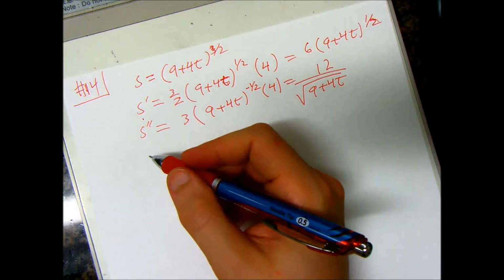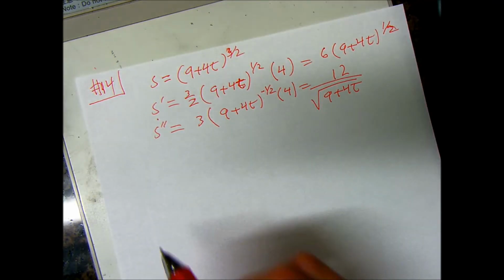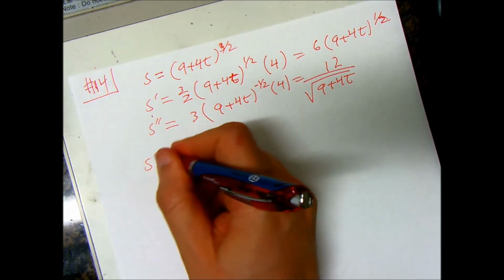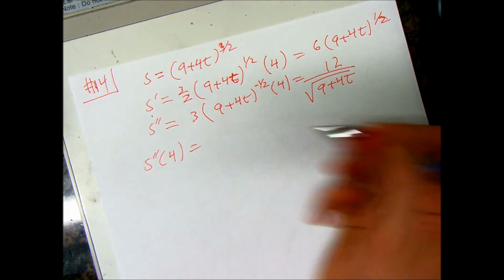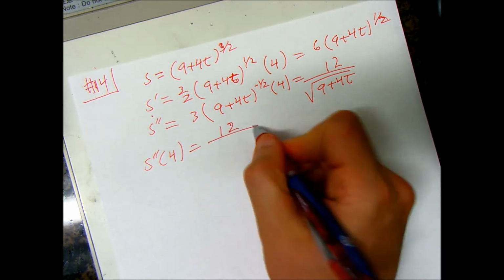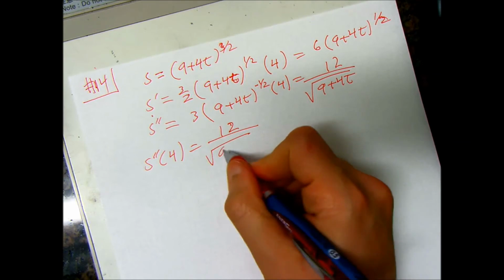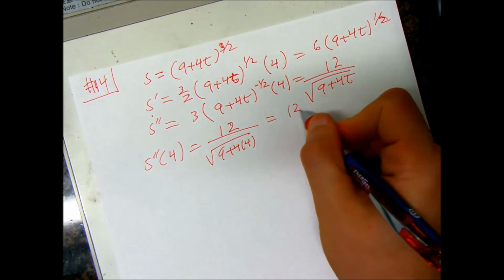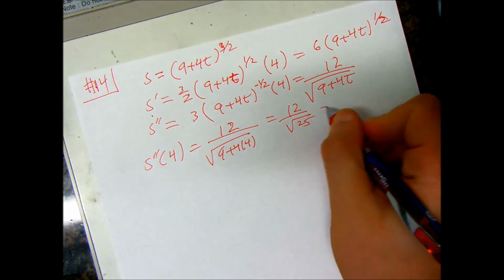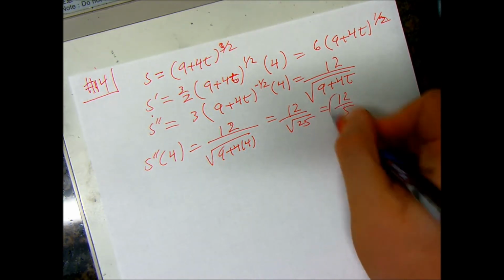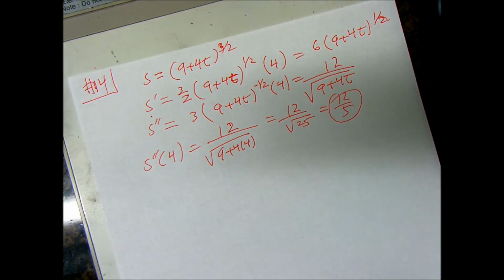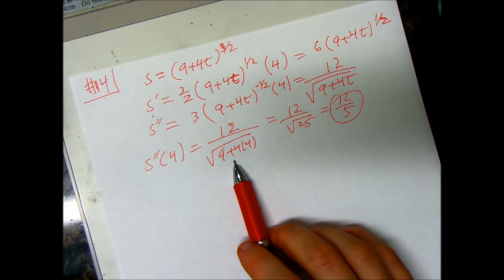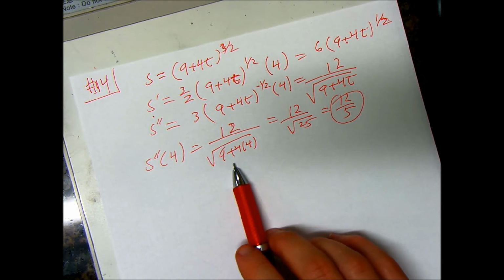Okay? It says, find the body's acceleration when t is equal to 4 seconds. So I plug in 4, and I get 12 over the square root of 9 plus 4 times 4, which is very nicely 12 over the square root of 25, which is 12 over 5. Okay? So that is A.